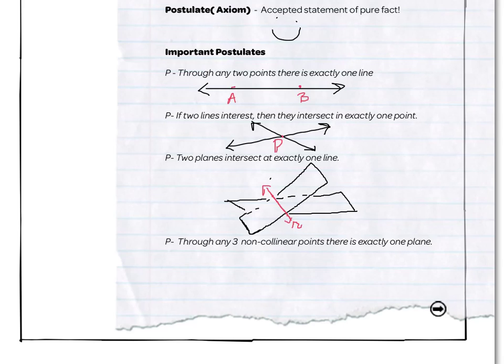The final one here is going to be through any 3 non-collinear points, there's exactly 1 plane. So let's just make 3 points. Point C, A, T. And that means that we can draw a plane that contains these points. It could have been a different set of 3 points. We could have drawn a different plane. But again, as long as it's a plane, it works.